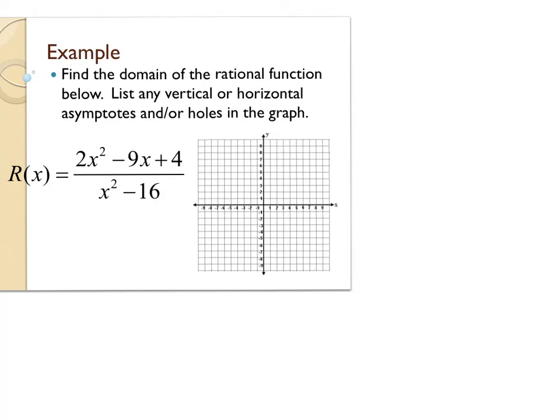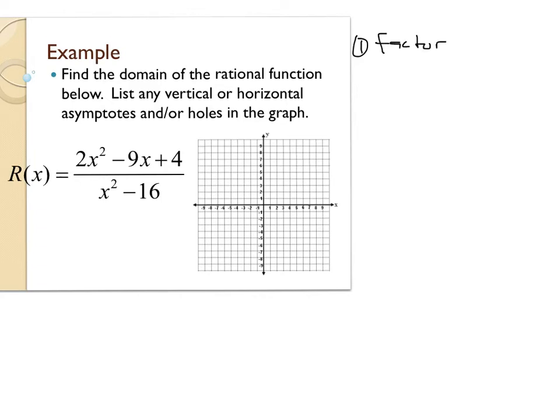Okay, so this is another complete example of everything that we have to do for this specific section. So we're going to go ahead and find the domain, vertical asymptotes, horizontal asymptotes, holes if they exist. And the first step, remember, is we want to go ahead and factor. So I'm going to go ahead and factor this guy.